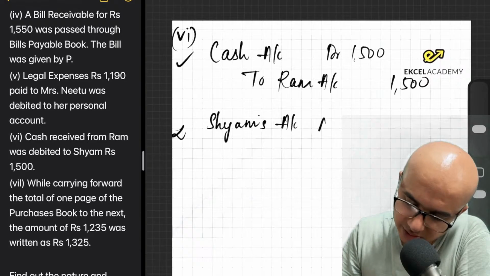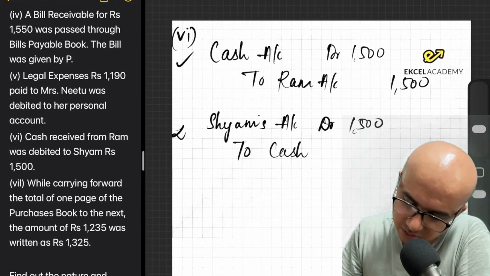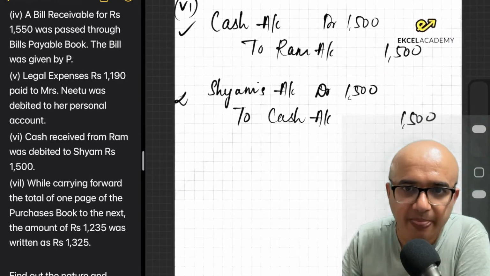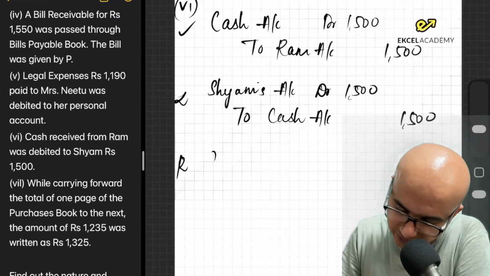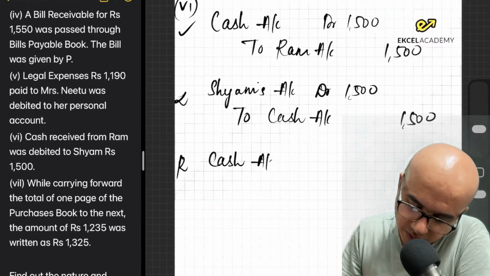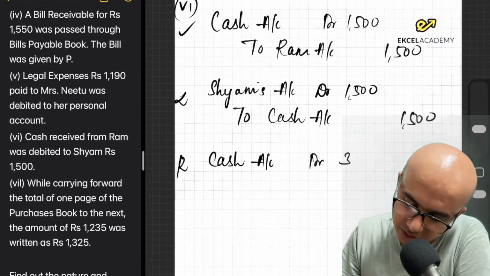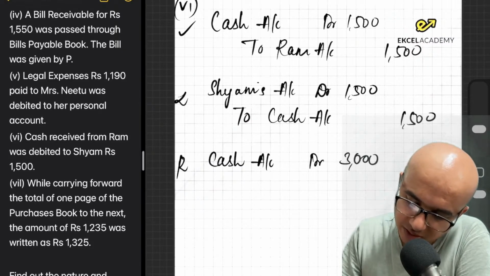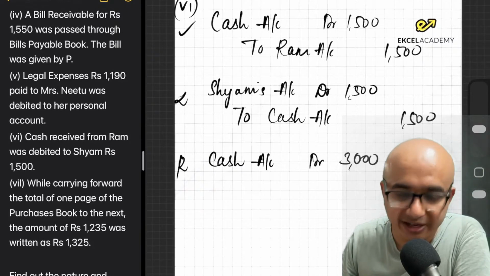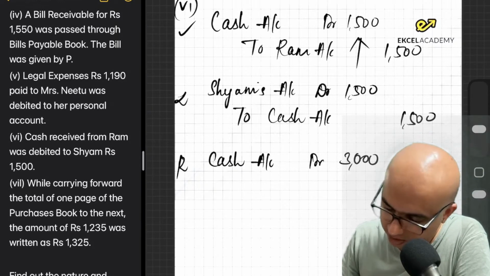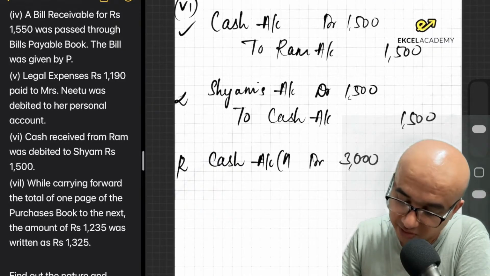Sham's account debit 1500 to cash 1500. Completely incorrect recording. So rectification here would be to give the right debit to cash first of all. Cash account debit. How much? 3000. Because if I write only 1500, it will only rectify this mistake of 1500. It will not give the right treatment to this, which should have been the case earlier anyway.